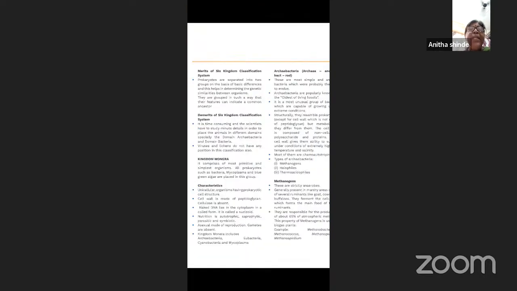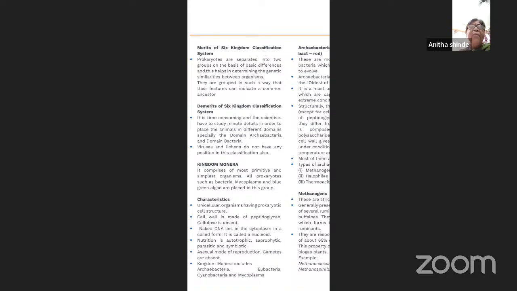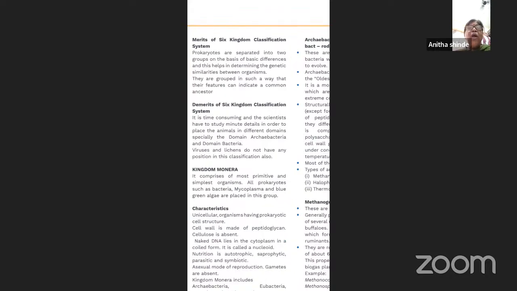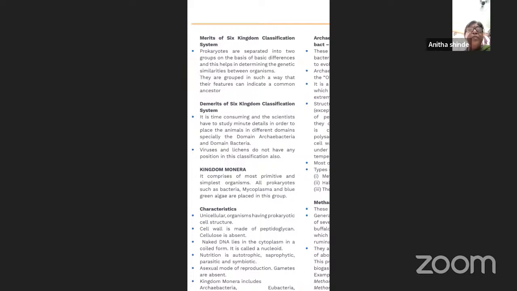Now we will see what the merits of this 6 kingdom classification system are. The prokaryotes are totally separated into 2 groups on the basis of differences, based on the genetic similarities between different organisms. They have grouped these organisms, which indicates that they have a common ancestor. Based on that gene, the 16S ribosomal RNA gene, they have divided these prokaryotes into two different groups. So that is the only merit.